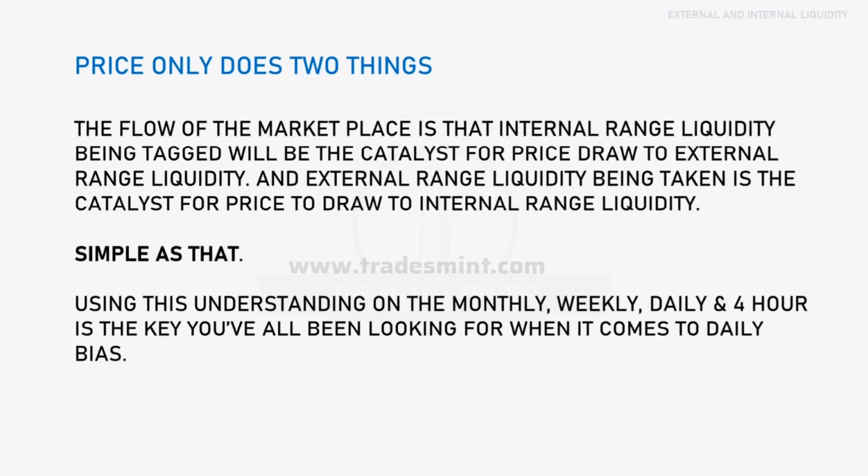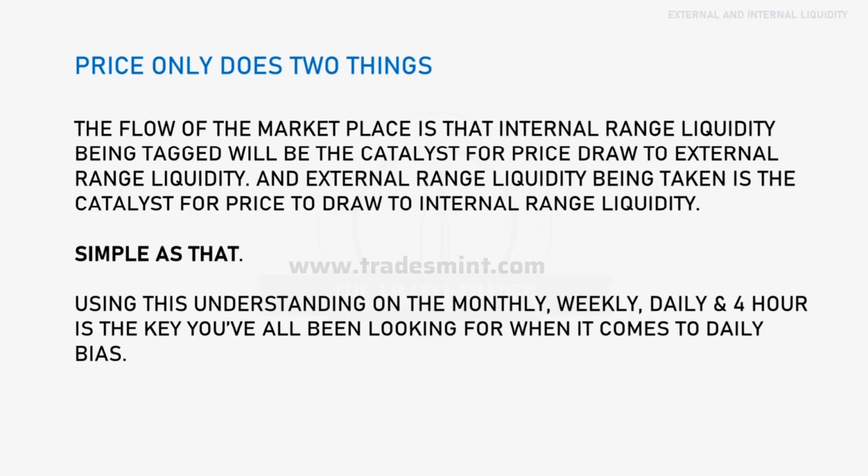The flow of the marketplace is that internal range liquidity being tagged will be the catalyst for price to draw to external range liquidity, and vice versa. And external range liquidity being taken is the catalyst for price to draw to internal range. So it's only this, and it repeats, as simple as that. After time, it repeats like this: external to internal, internal to external. Using this understanding on the monthly, weekly, daily and 4-hour is the key you've all been looking for when it comes to daily bias.